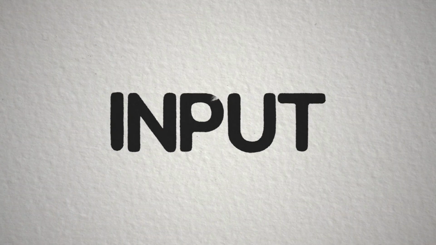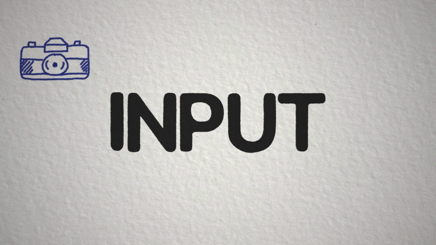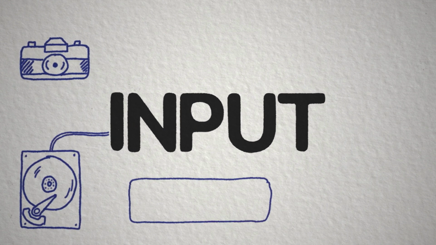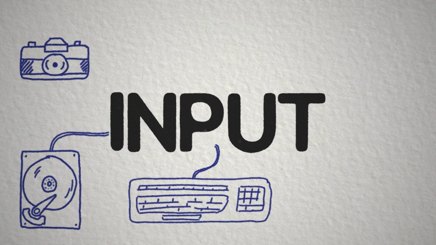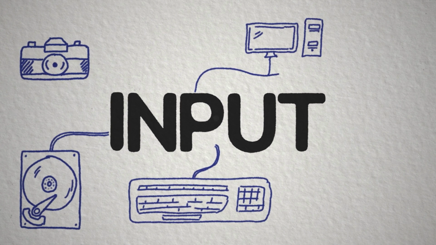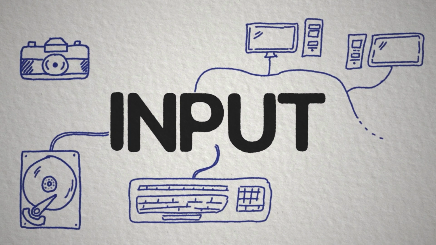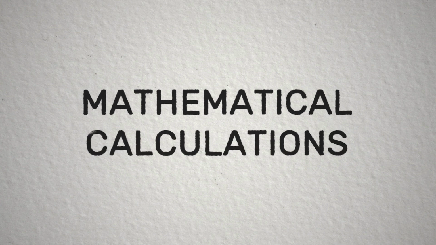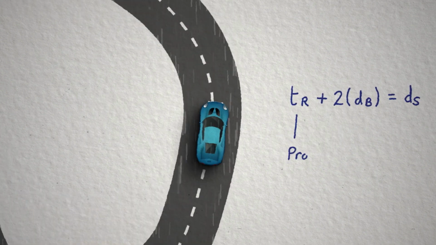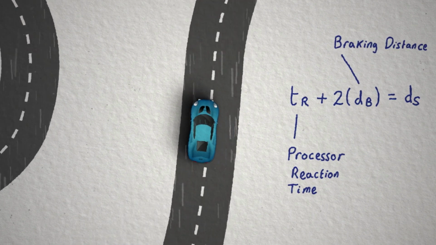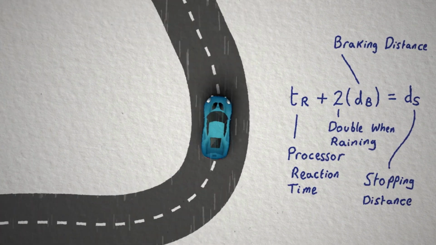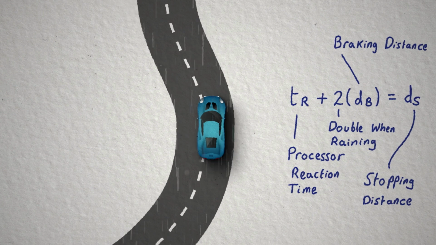First, they all receive input. This could be from a sensor, like a camera, or a file on a hard drive, a keyboard input from a user, or maybe even from other computers across a network. Programs often perform mathematical calculations. A self-driving car may need to calculate its stopping distance while driving at 30 miles an hour in heavy rain.